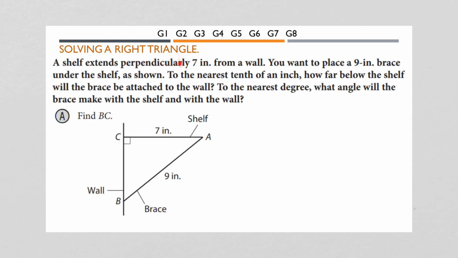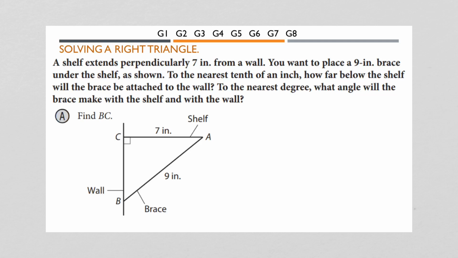A shelf extends perpendicular 7 inches, so perpendicular forms a right angle, from a wall. So this is the wall. You want to place a 9-inch brace under the shelf, as shown. To the nearest tenth of an inch, how far below the shelf will the brace be attached to the wall? To the nearest degree, what angle will the brace make with the shelf and with the wall?